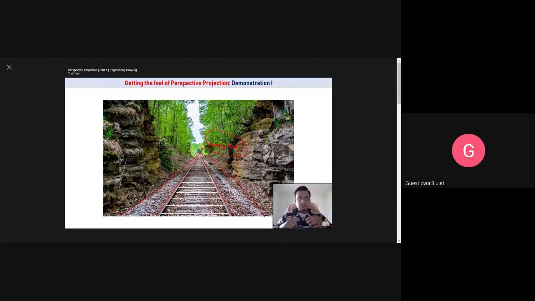Perspective projection is a very realistic sort of drawing, and it is mostly used by architects and not by engineers, but still we have to learn this concept. Okay, let us take a look at one more illustration and you'll get to realize what is happening. Let us take a look at this.